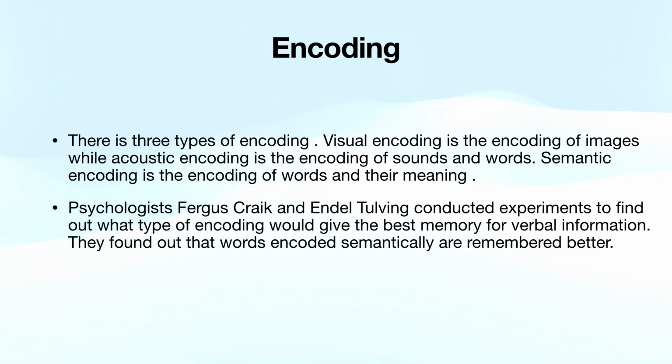Psychologists Fergus and Endel Tulving conducted experiments to find out what type of encoding would give the best memory for verbal information. They found out that words encoded semantically are remembered better.